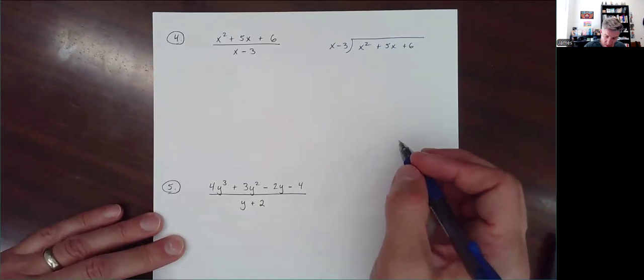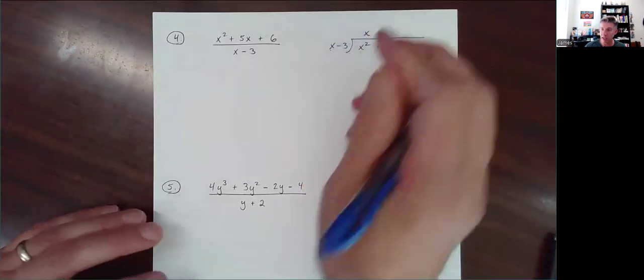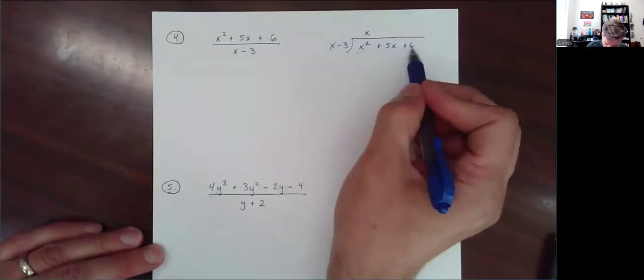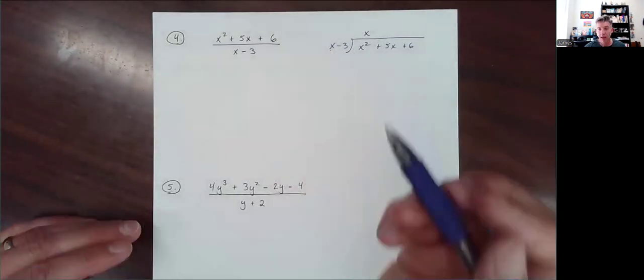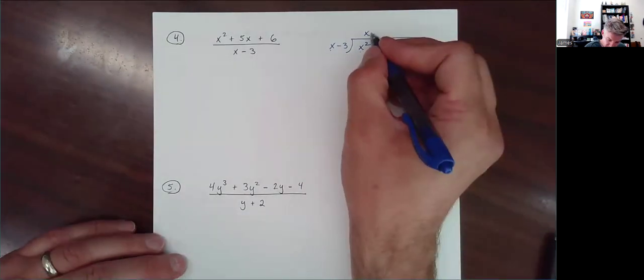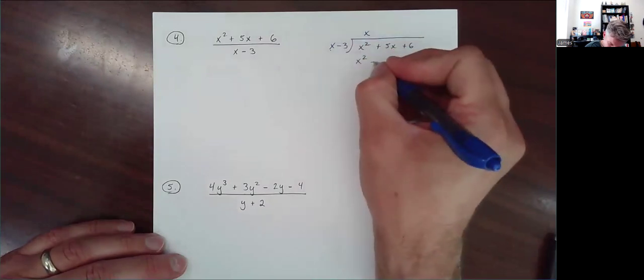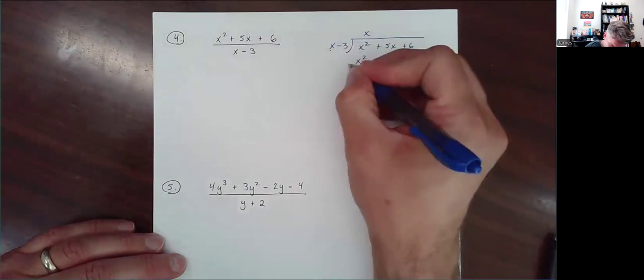Same sort of questions. What do you multiply by x to get x squared? When you do this, you do want to write each polynomial, both the dividend and the divisor, from highest power to lowest, the standard way of writing them. Then we multiply x by both things here, so you get x times x is x squared, x times negative 3 is negative 3x. Subtract.